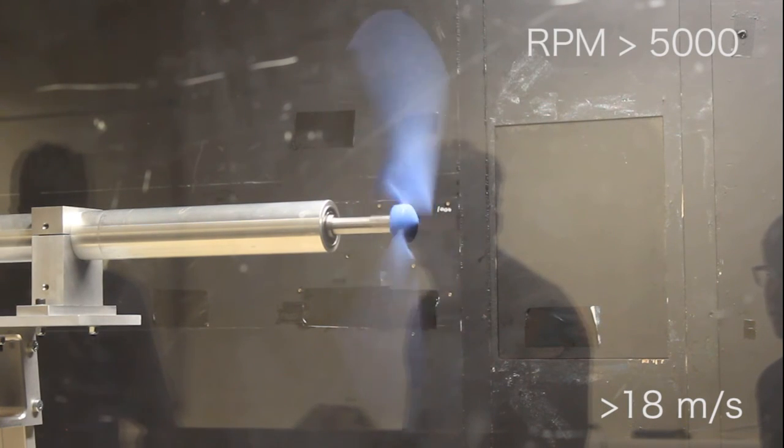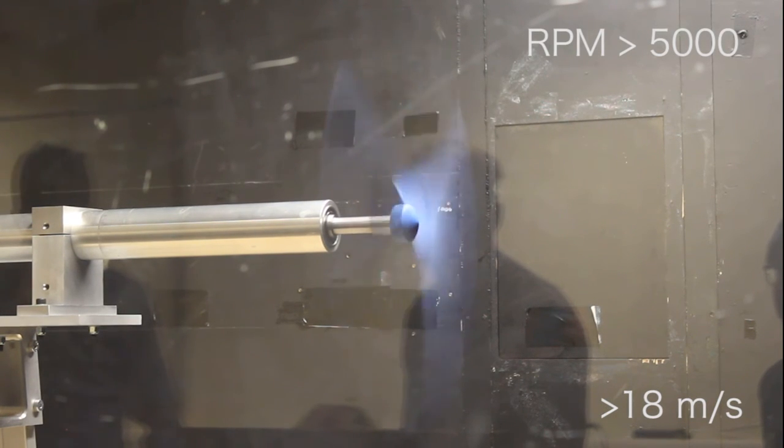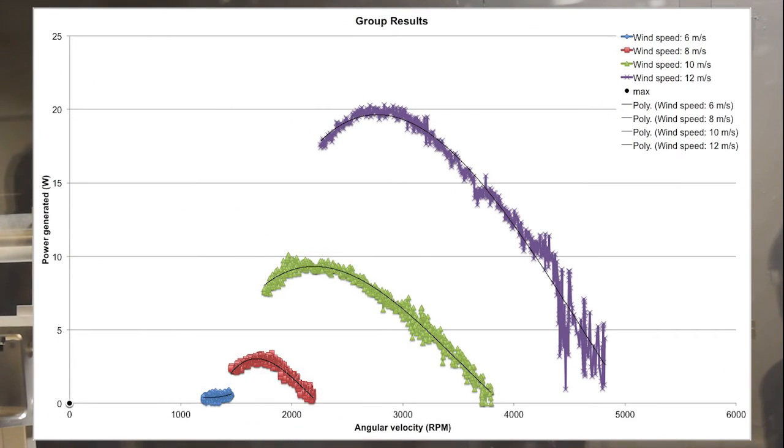It also survived wind speeds over 80 meters per second, with RPM exceeding 5,000. Unfortunately, it was unable to run at the last test speed of 6, stalling at 6.1 meters per second, and the RPM dropped rapidly from the value of 1400.